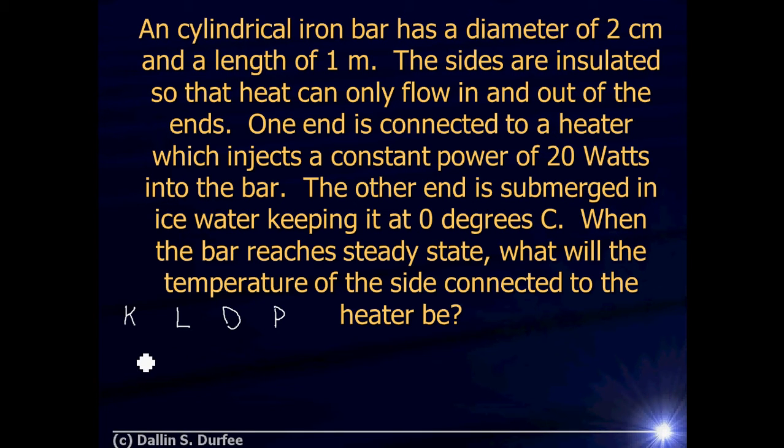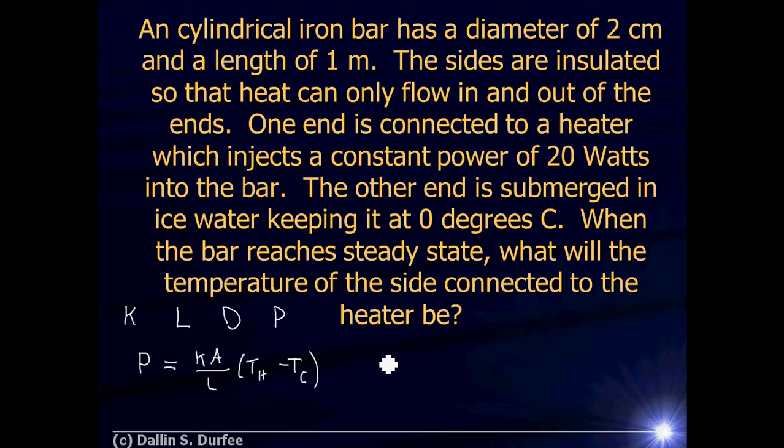Alright, our basic equation for conductivity is that power is thermal conductivity times area divided by length times the difference in temperature of the two ends. So temperature of the hot side minus the temperature of the cold side. This problem shouldn't be too hard. We know this, we know this.